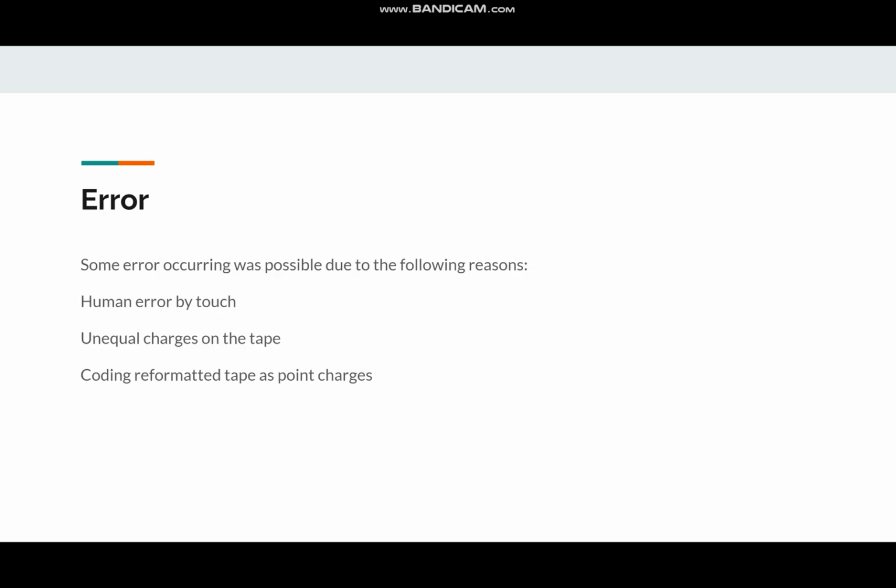Now, some error or some things that could have influenced the results. Obviously, human error, which happens almost all the time with touch, could transfer some of the charge from the tape to my hand and skew some results. Unequal charges of the tape: it wasn't given that the tape was uniformly charged all the way, so there might have been some inconsistencies there. And in the coding that I showed you previously, it processed the tape as point charges.